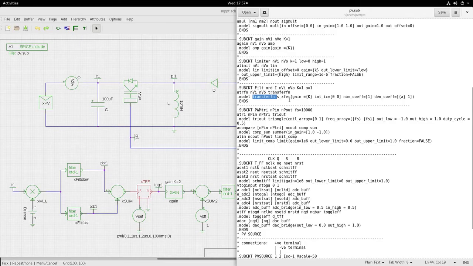S_X FER, gain, the integral initial conditions 0, 0. Numerator coefficient 1. Denominator coefficient a and 1. So it is 1 by as plus 1. This is basically from the right increasing order of the powers of s. S to the power of 0, s to the power of 1, like that. So in this way, first order filter is done.